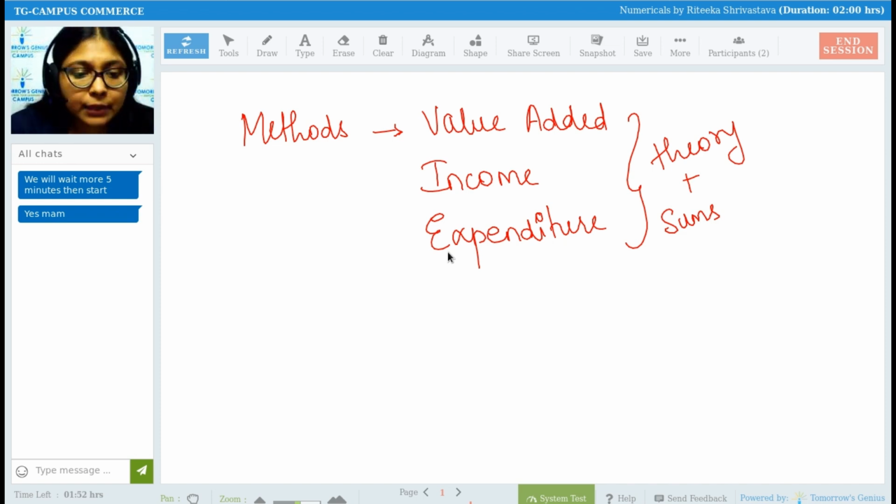In today's class, my main motive was to make you all solve more numerical questions, but there are many people who are absent today. So we'll just quickly revise the formulas for all the three methods and see if you are able to solve the questions or not. And if not, then you can let me know. I'll help you or show you how to solve it. Okay?